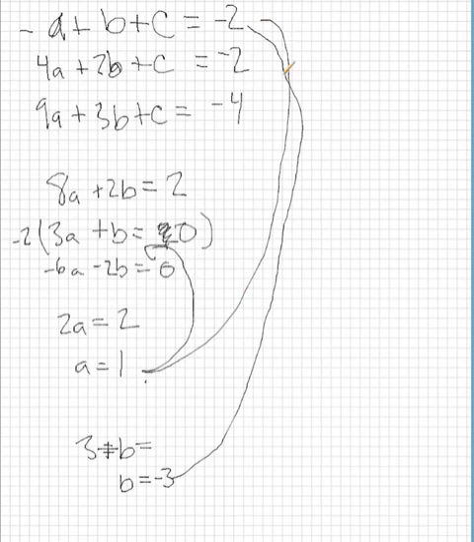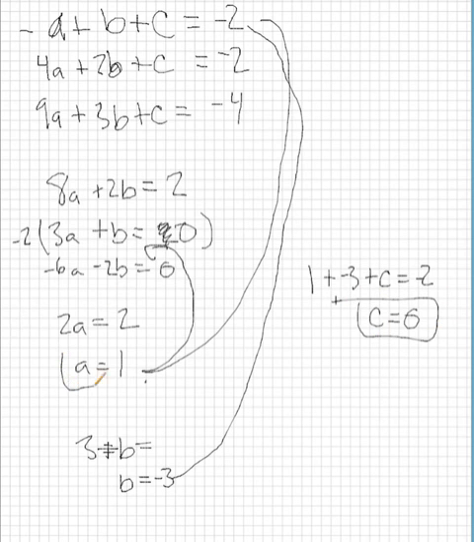and then I'm going to plug a and b back into the original one. a plus b plus c equals -2. So 1 plus -3 plus c equals -2. So this is -2. So c is going to equal -2 plus, add 2 to both sides. c is going to equal 0.